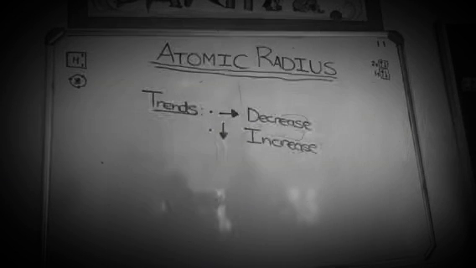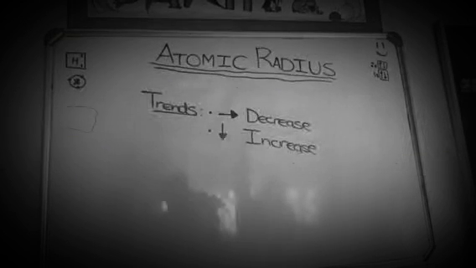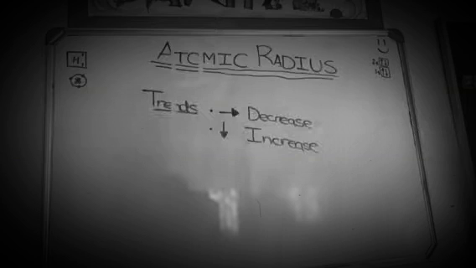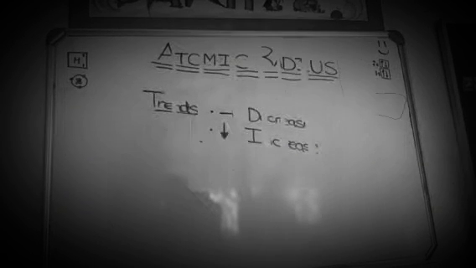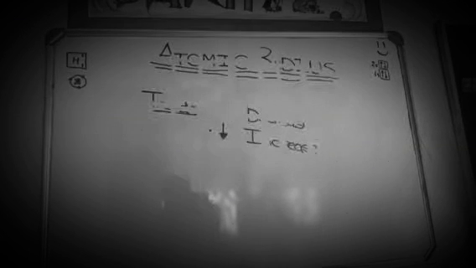Why does this happen? As we move from left to right in a period, the atomic number increases and therefore the number of protons increases, but the number of energy levels stays the same. This means the effective nuclear charge of the atoms of the elements increases. The nucleus therefore draws in the electrons, making its radius smaller.